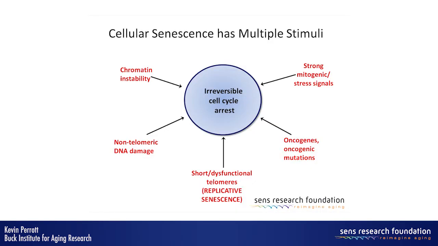Mostly, senescence has been known to occur in response to some sort of genomic or information damage, as you heard from the previous speaker. Chromatin instability plays a role, non-telomeric damage, shortened telomeres with replicative senescence, oncogene-induced senescence, as well as strong mitogenic signals. Even just sometimes FBS can lead to rapid senescence in PD, in population doublings of your fibroblasts.